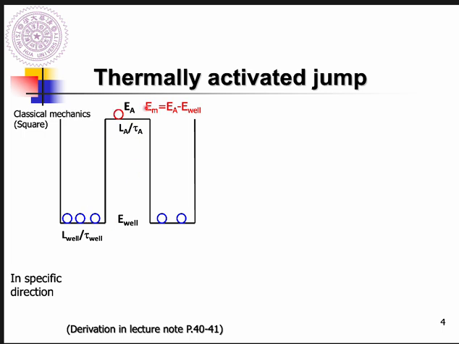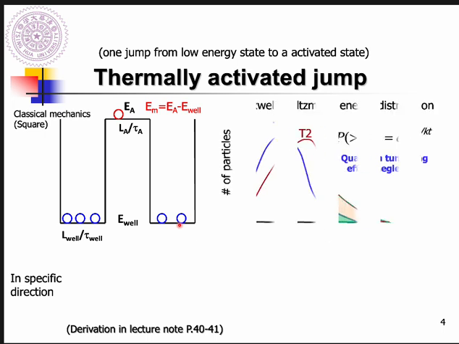And the difference is EA minus E well. Okay. So the question we just want to know is gamma, the jump rate, right? The successful jump rate. What's a successful jump rate? It should be the jump from the low energy state to the activated state, then it will spontaneously jump to the other lowest energy state.